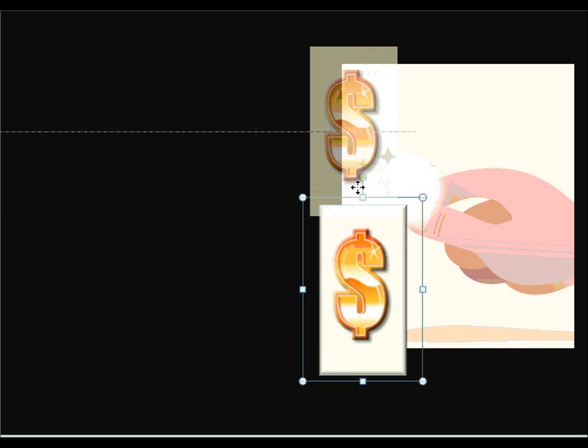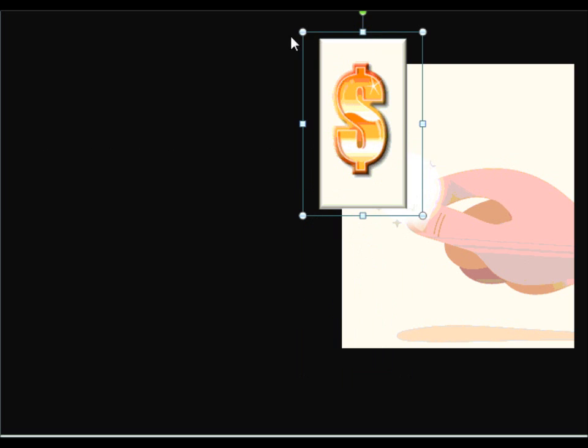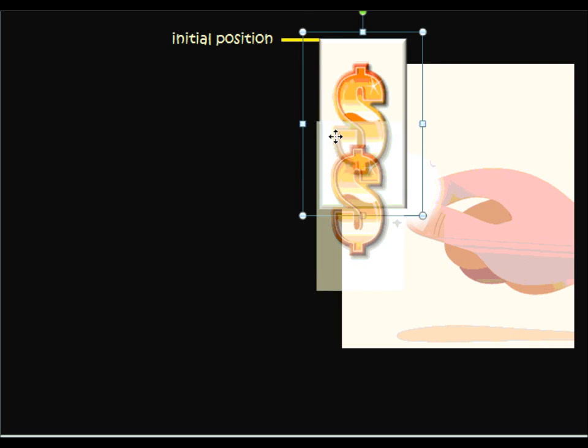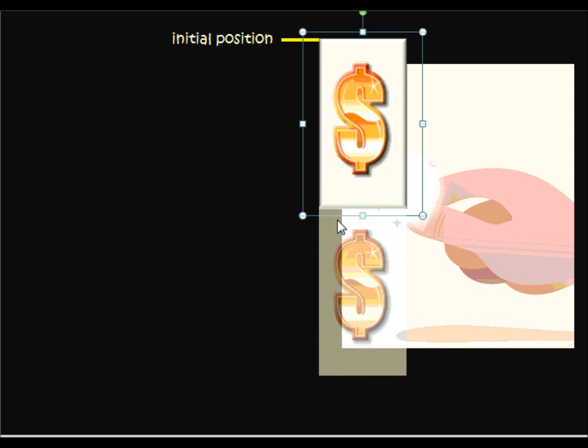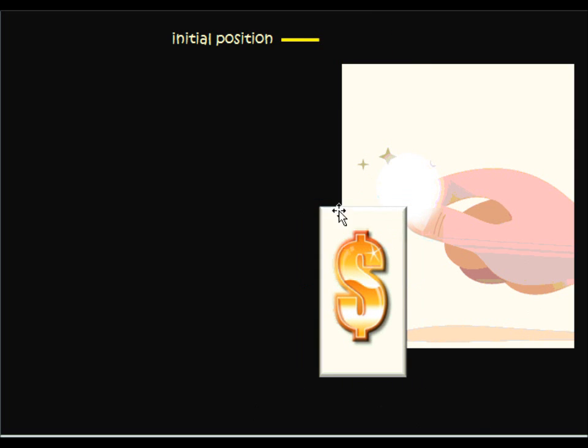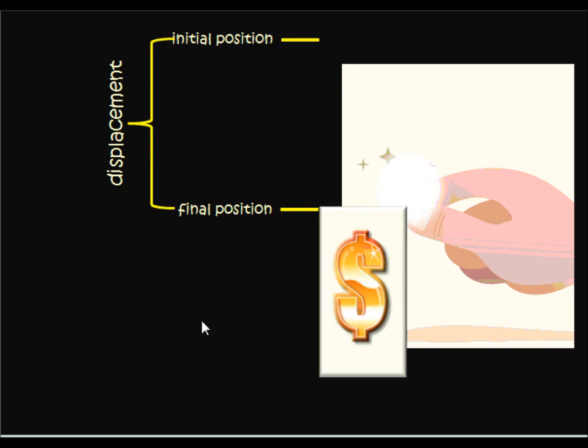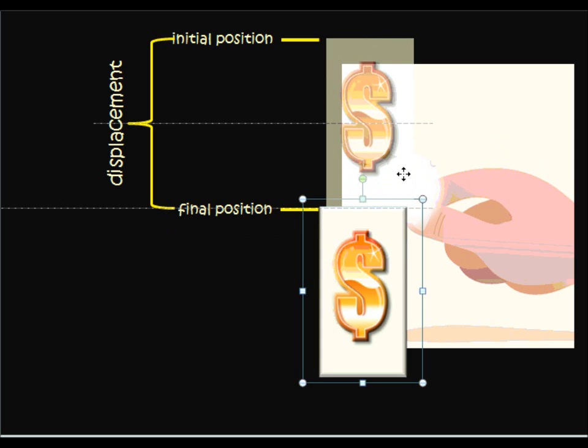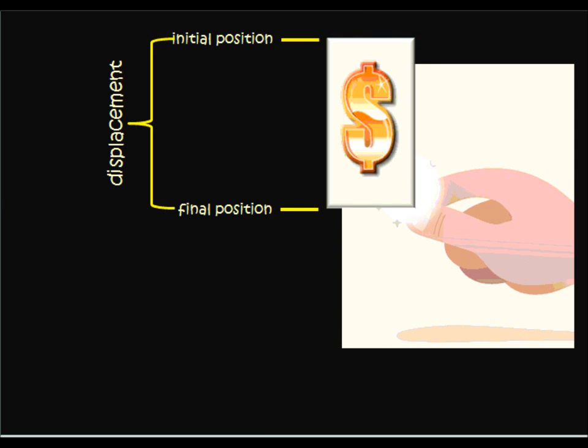So let's look at a point at the top of the dollar bill and talk about how far that dollar bill has to fall before I catch it. So we're going to say that the initial position of the top of the dollar bill is right here. The dollar bill will then fall. The final position of the top of the dollar bill is right here. Thus, this is the displacement of the dollar bill, which is just the length of the dollar bill.